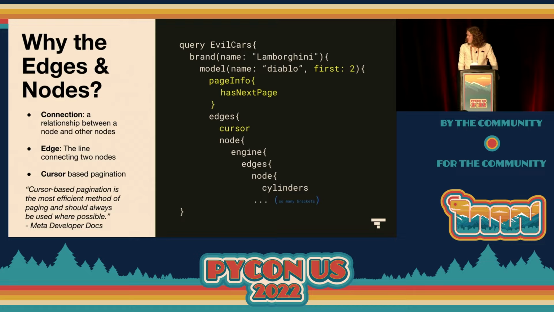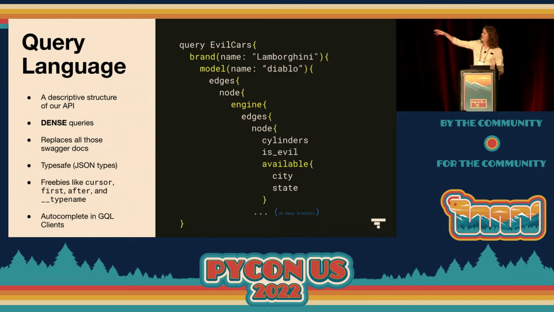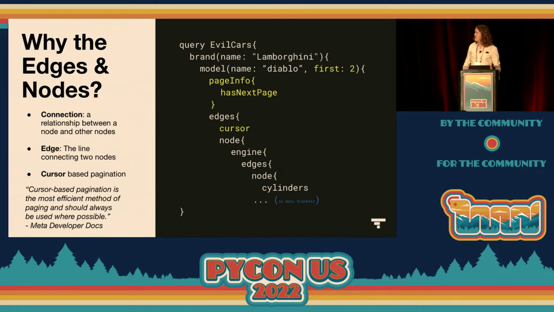OK, so I hear you asking yourself, why edges and nodes? It's so much cruft. It goes so deep. There's so much nesting. Oh my god. Well, first off, I'll say to you, you don't necessarily need edges and nodes. It depends on the schema. You can connect directly. If we look here, between brand and model, that's connected directly. But if you connect with edges and nodes, it gives us the ability to paginate.